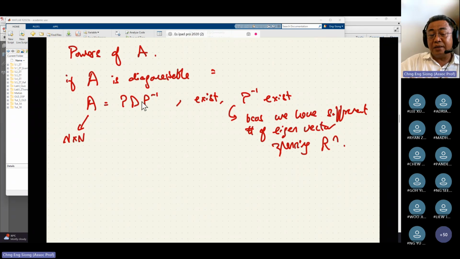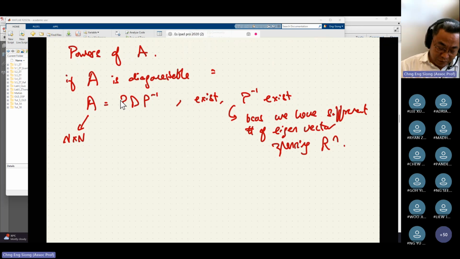Just now in the other example, we showed that, hey, we have eigenvectors, but they are not enough. So P inverse doesn't exist. And the reason it doesn't exist is because we have repeated roots, and these repeated roots didn't produce enough eigenvectors.